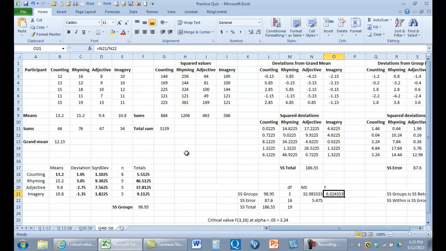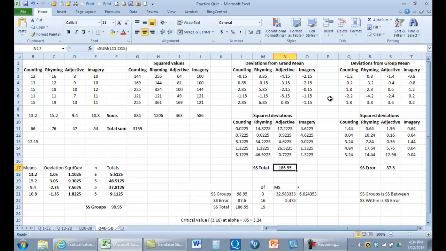Okay, so let's figure out how to do these sums of squares. The first thing we'll do is look at the grand mean of all 20 values. Well, it's 12.15. Here we'll take the deviation of the grand mean from each observation. 12 minus 12.15 is negative 0.15. And we'll square all those. We'll do that 20 times. We'll square them all. And that's our total sums of squares. So the total sum of squares is the value of each observation minus the grand mean squared, and then add them all up. That's very, very simple to grasp.